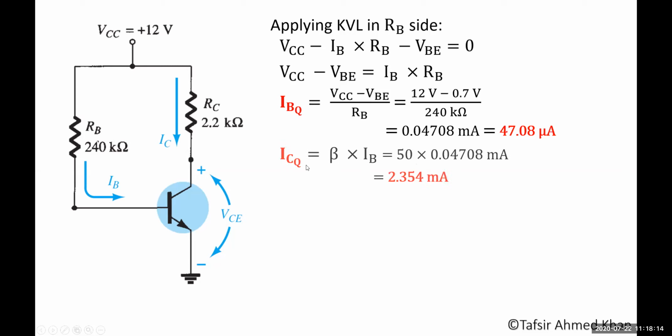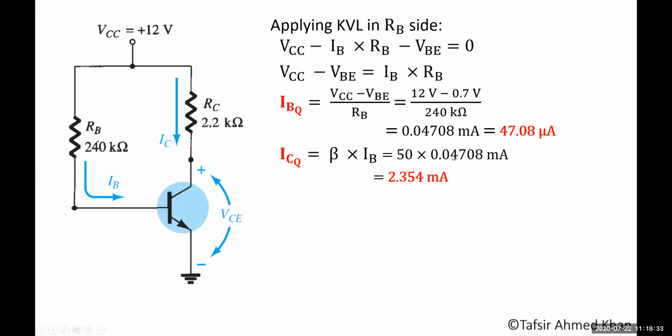Now IC. IC is equal to beta IB. The value of beta is 50. It was given in the question. Okay. Beta is equal to 50. IB is equal to 0.04708 milliampere. Okay, if the beta is not given, it is 100.